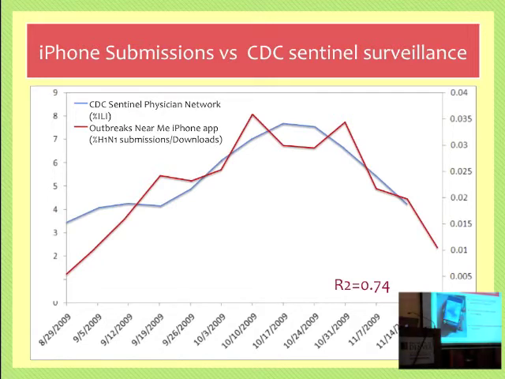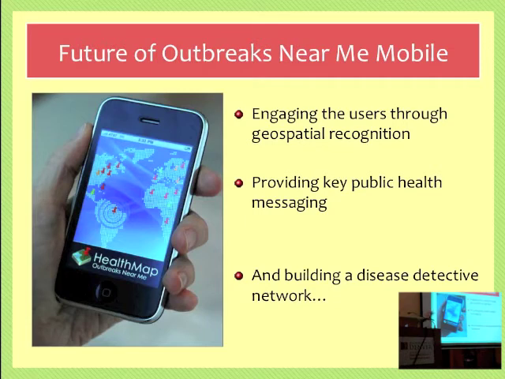And the goal is to try to engage users through some geospatial recognition. For users that opt into this, if you provide us with your location, we'd be able to provide you public health messaging tailored to your specific location, and in return, we'd occasionally ask you for some help in figuring out what's going on with some of the undiagnosed events in HealthMap.